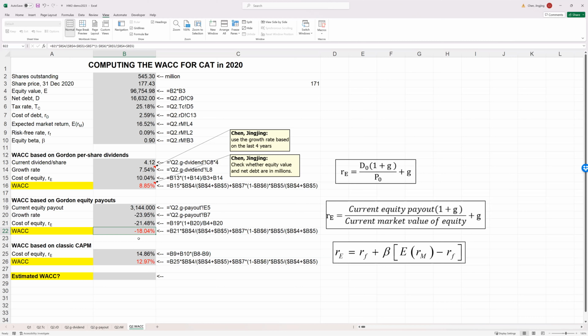Investors do require a return. So therefore, a negative WACC does not make sense here. The reason that caused this negative WACC is this negative cost of equity. And the reason that we have a negative cost of equity is this negative growth rate for equity payout.